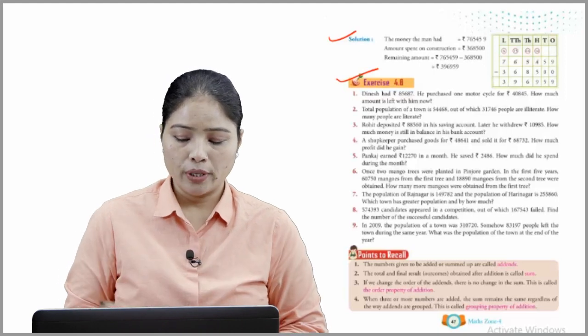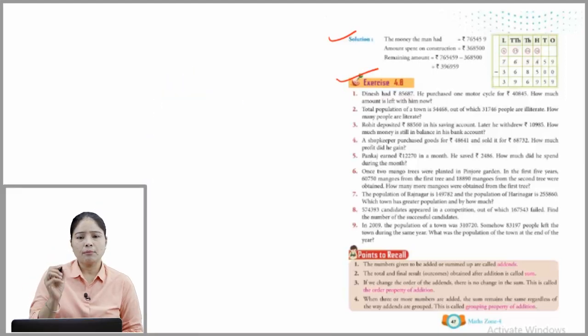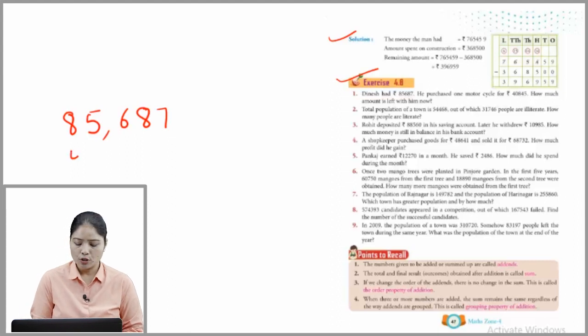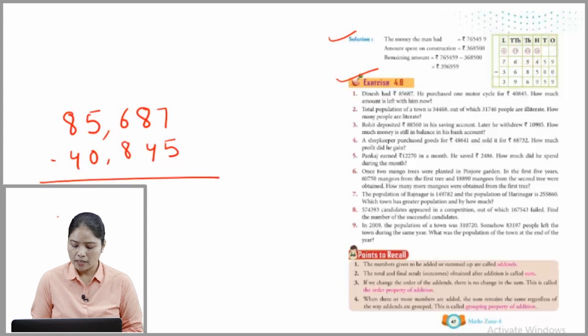Let's see. Okay, सबसे पहले हम क्या लिखेंगे? हम लिखेंगे उसके पास टोटल अमाउंट कितना था. तो उसके पास था 85,687 बेटा. और उसने कितना मोटरसाइकिल परचेज करा? कितने रुपीस की करी? उसने करी 40,845 की करी उसने. तो उसके पास कितना बचा?